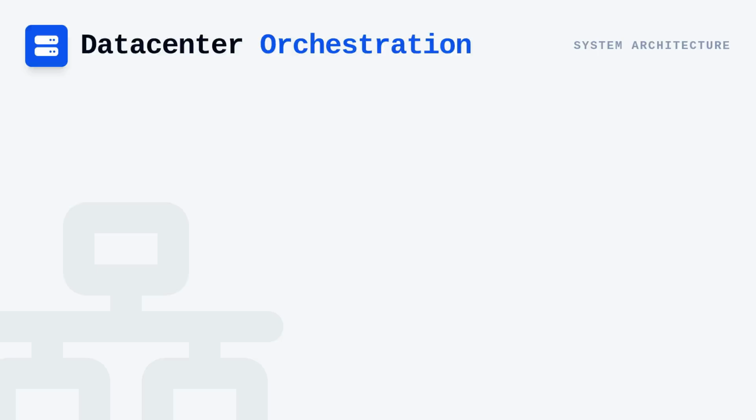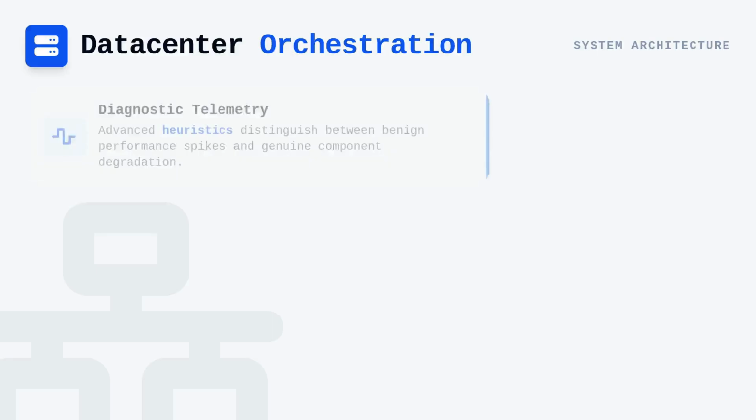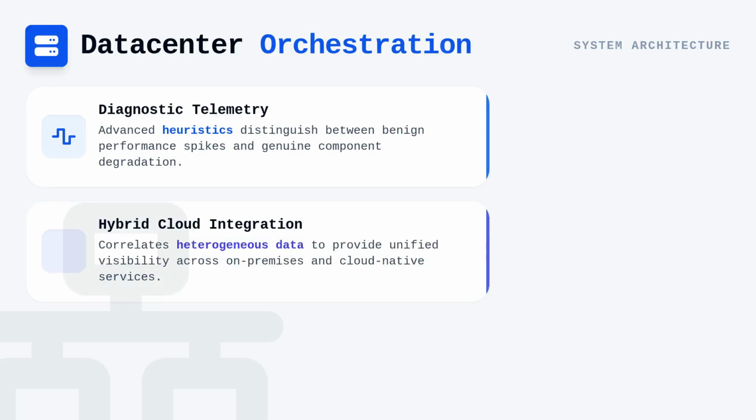Understanding the underlying mechanics of this platform requires a focus on how it handles diagnostic telemetry and resource algorithms to manage modern data centers. The system employs complex heuristics to distinguish between benign performance fluctuations and indicators of genuine component degradation or failure. For hybrid cloud integration, the platform effectively correlates data from heterogeneous sources, allowing administrators to maintain visibility across both on-premises assets and cloud-native services.